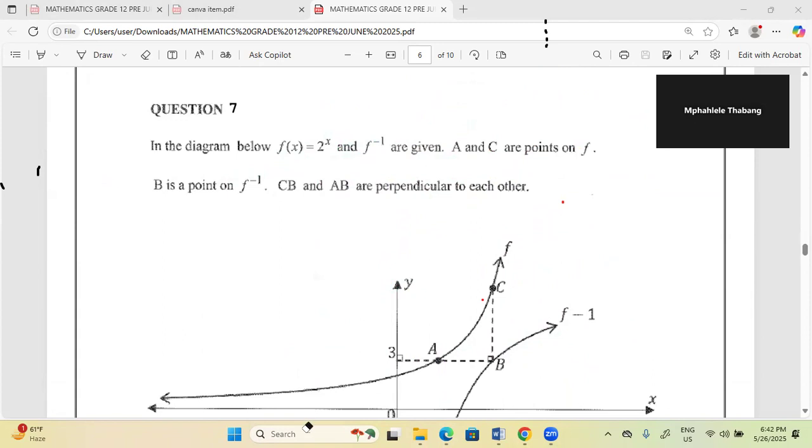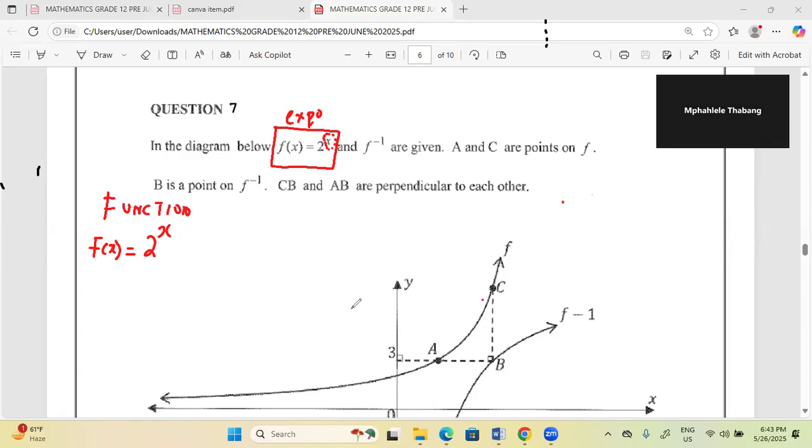In the diagram below, f of x is equal to 2 to the exponent x. This is the exponential function. I know it because my variable x is the exponent. Whenever the variable x is the exponent, the function we are dealing with is the exponential function. So I have a function, f of x equals 2 to the exponent x, which is my exponential function.